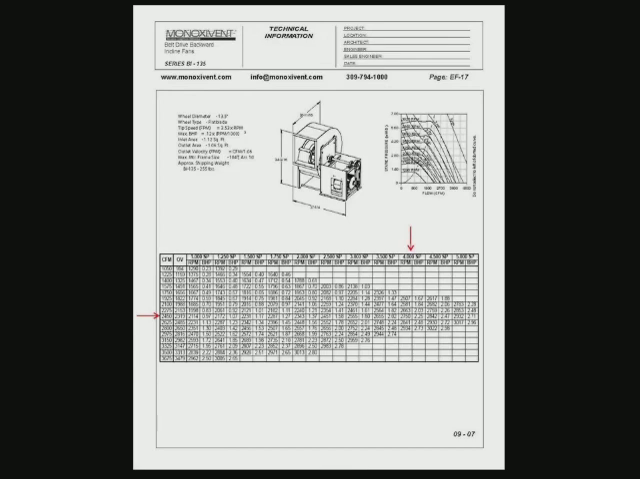So that particular fan is going to be the choice in this particular case. 8 4-inch diameter hose reels, 2400 CFM. That would be the fan that we would suggest for this particular system.